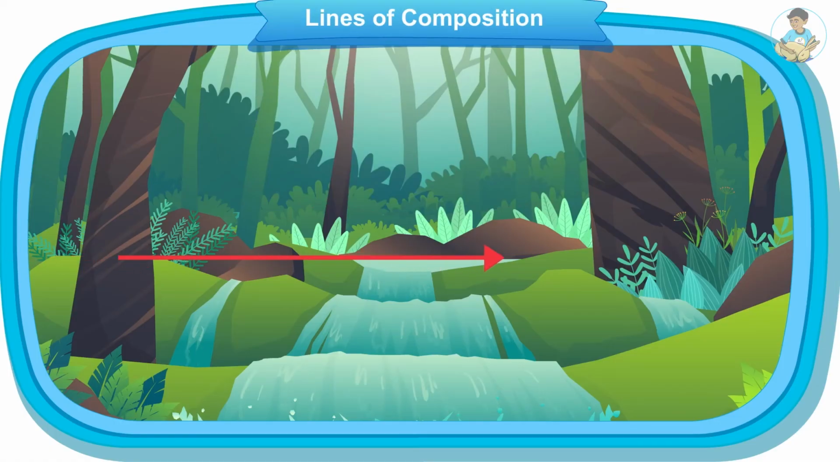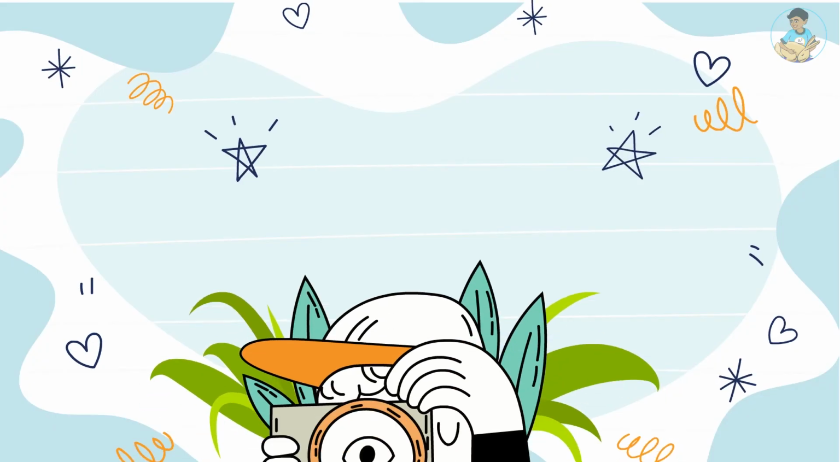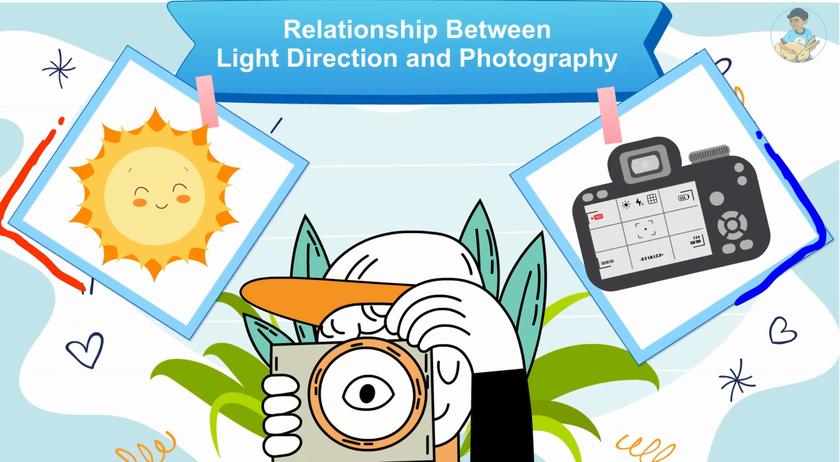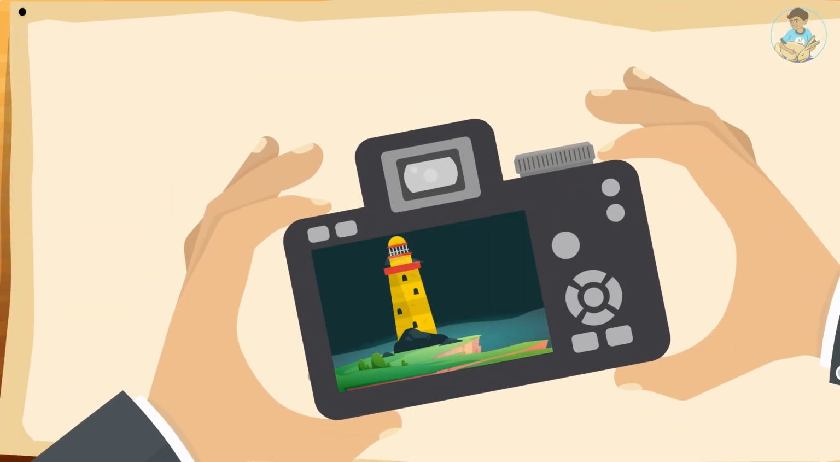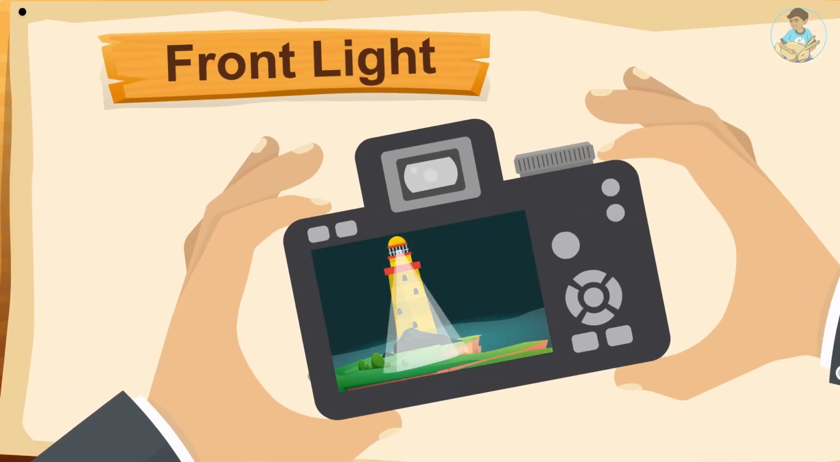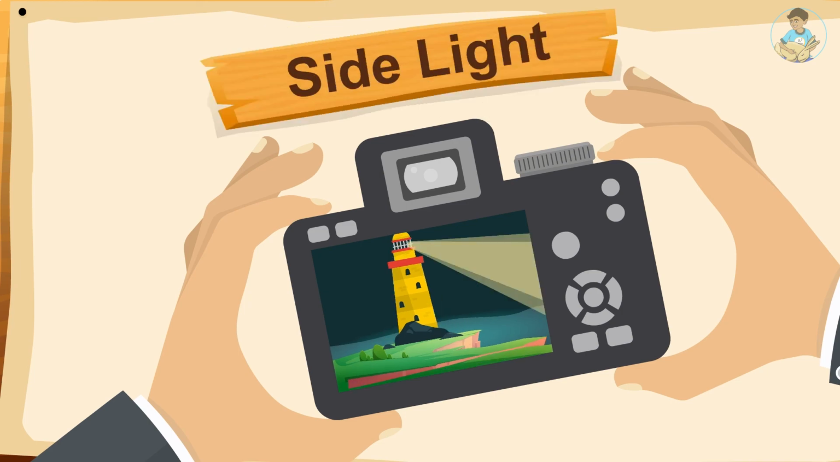However, for now, remember that whenever possible, it is best to pick shadow direction that will enhance the important visual qualities of the subject and strengthen the line of composition. Now let's understand the relationship between light direction and photography. We will begin with understanding front light, back light, and side light.